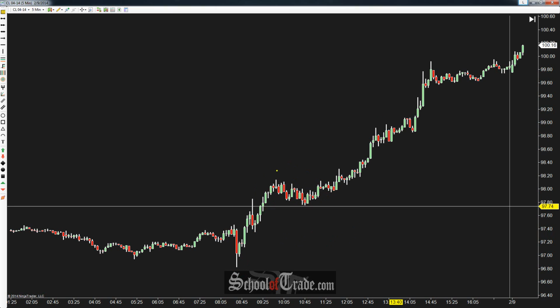So in this case, this would be considered a bull flag because we have that move up, retracement, or a little bit of a pullback here into a consolidation area, and then we break right back up again.